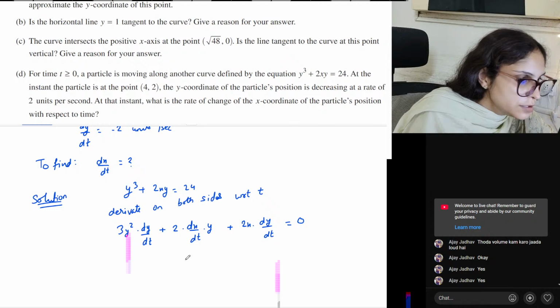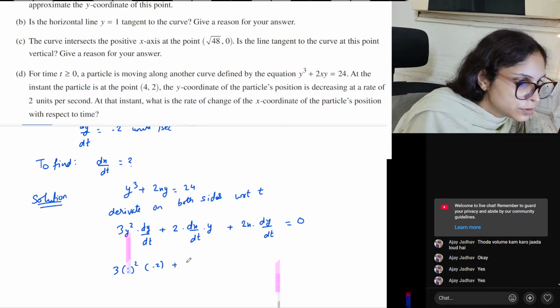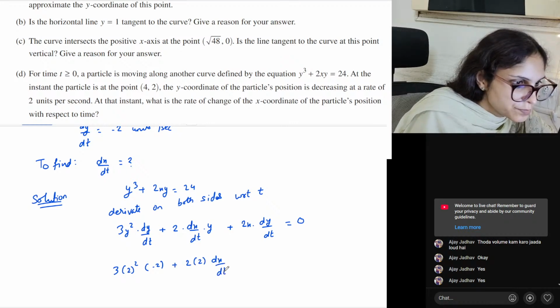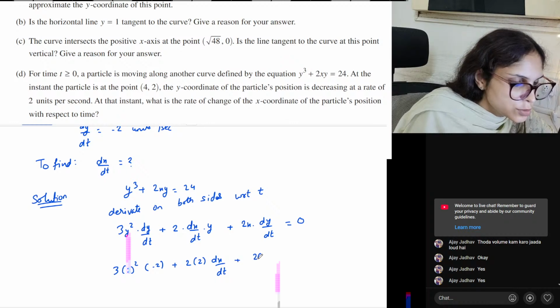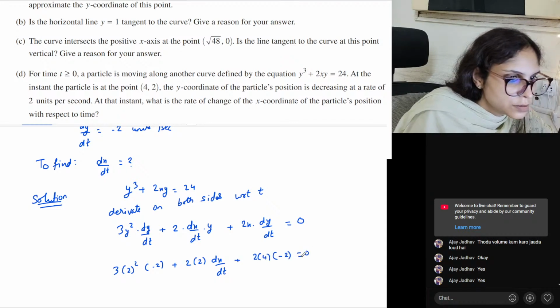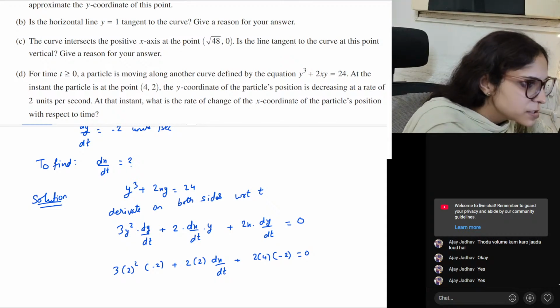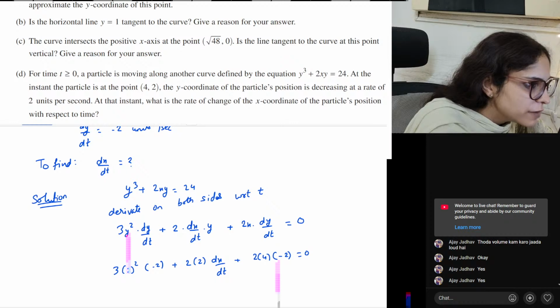Now we'll just plug in y is 2. So 3 times 2 squared times negative 2 plus 2 times dx over dt times 2 plus 2 times 4 times negative 2 is equal to 0. The value of x is 4, the value of y is 2, dy over dt is negative.